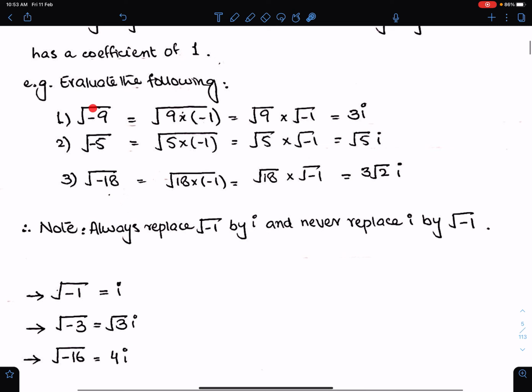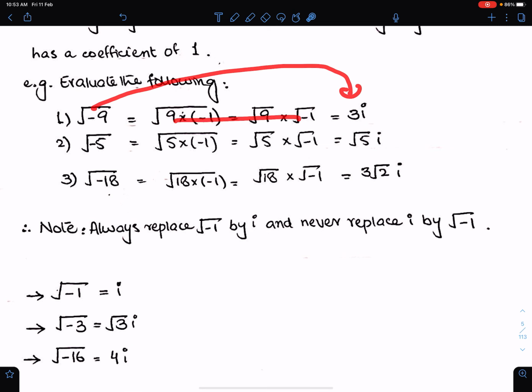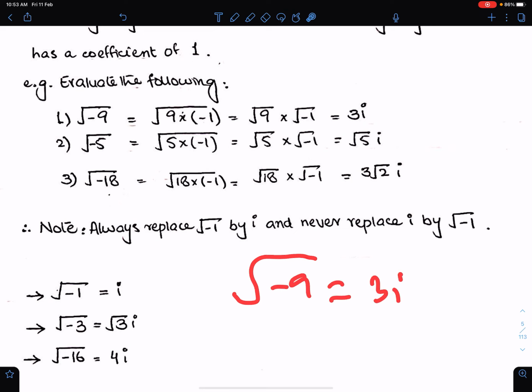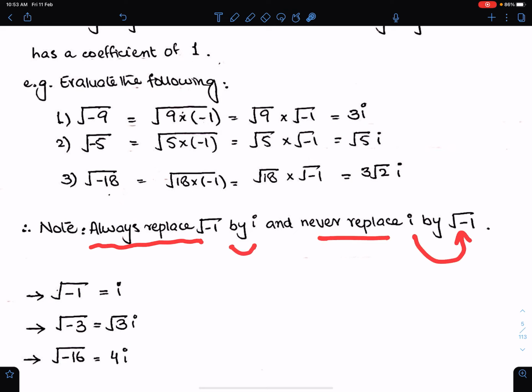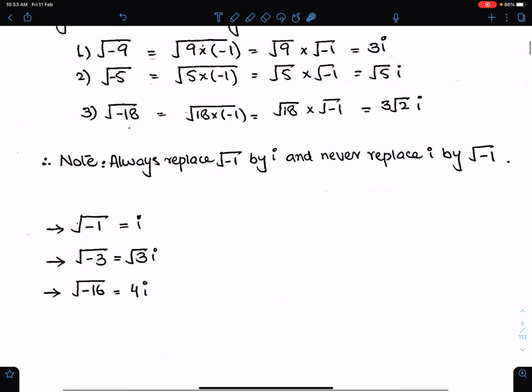You can do this directly if you have understood this concept. You can directly write under root minus 9 is 3i. Well, always replace under root minus 1 by i in complex numbers, and never replace i by under root minus 1. Never. So under root minus 1 is i, under root minus 3 is root 3 i, under root minus 16 is 4i.